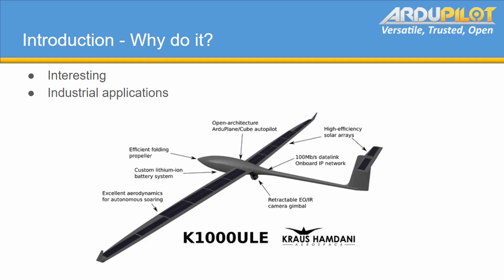Now this aircraft does have very good features for soaring. So it's got a 30-to-1 glide ratio, and it's got a very long ability to fly due to its high battery capacity and solar power, which means it's a great experimental platform for soaring, as well as being a very useful aircraft for our customers as well. And Kraus Aerospace is an ArduPilot partner organization.